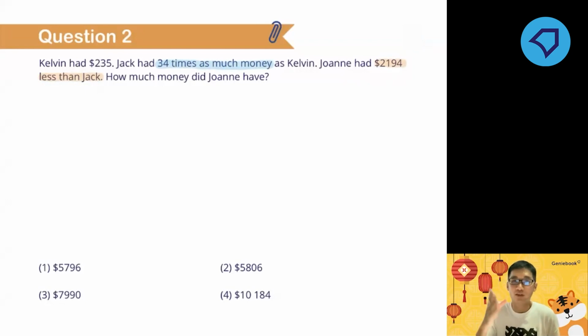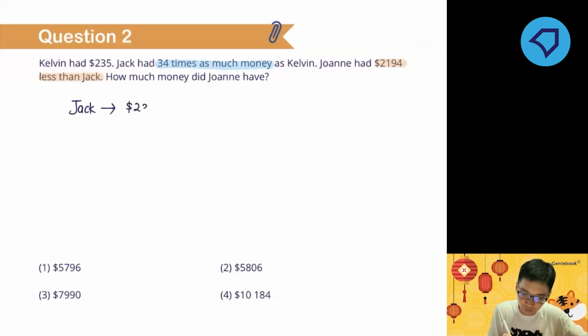What's the purpose of giving us these two clues? So let's start from Jack. Can you all tell me, how do I find the amount of money that Jack has? Multiply. All right, so we're going to take 235 multiplied by 34. Oh, so once again, we are multiplying by a two-digit number.